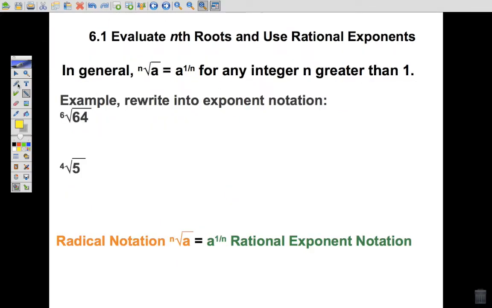So as we begin to evaluate roots, the 6th root of 64, if you want to write that in exponential notation, is 64 to the 1/6 power. The 4th root of 5 is written as 5 to the 1/4 power. So we've just taken a radical expression and converted it to an exponential expression, as our guideline here tells us. When we want to convert a nth root, it's a to the 1 over n.